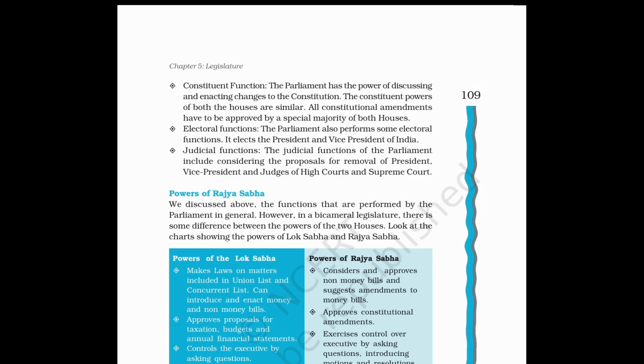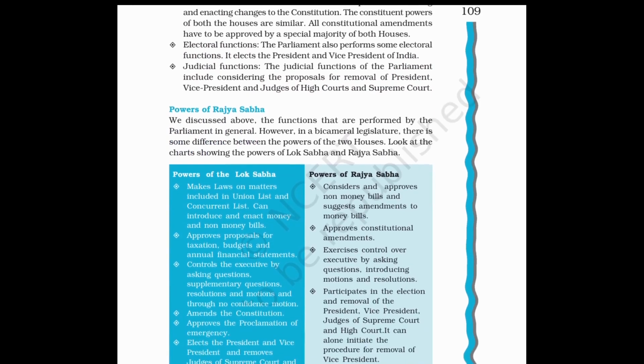So two elections happen from legislature, president and vice president. Judicial function, it is about considering the proposal for, let's say, removal of president, vice president, and judges of High Court and Supreme Court. Okay.